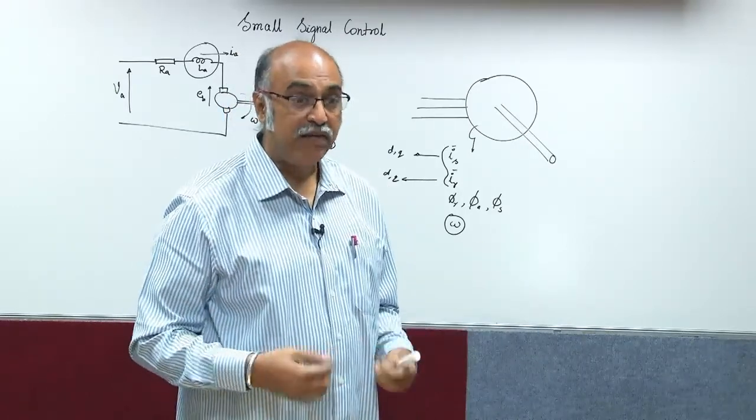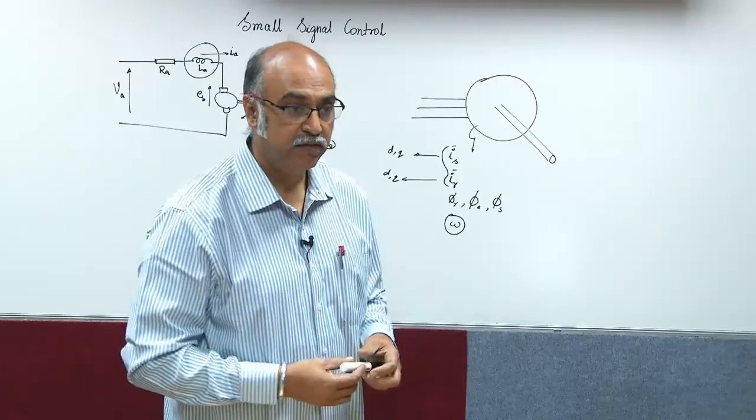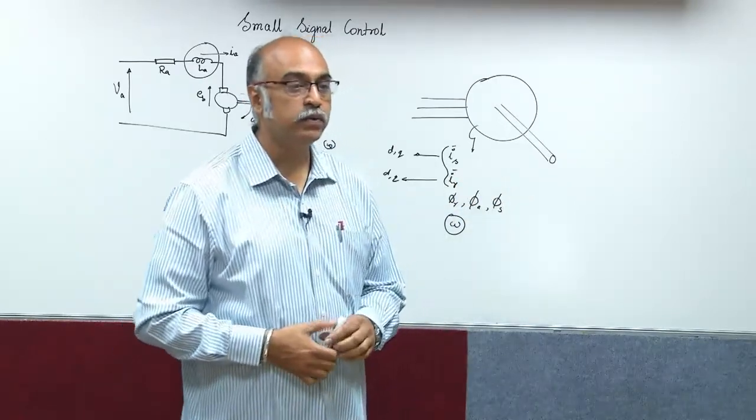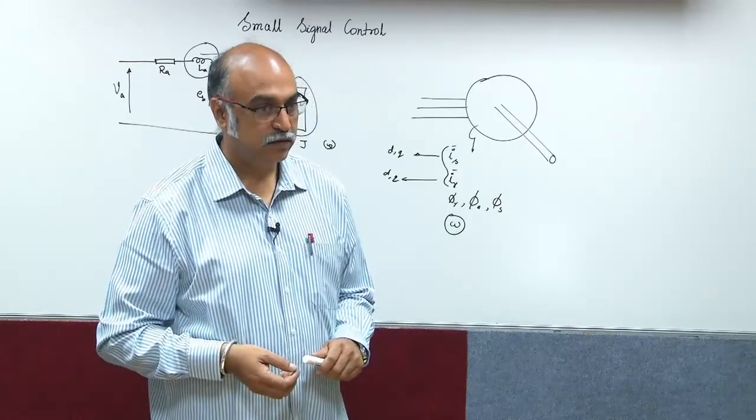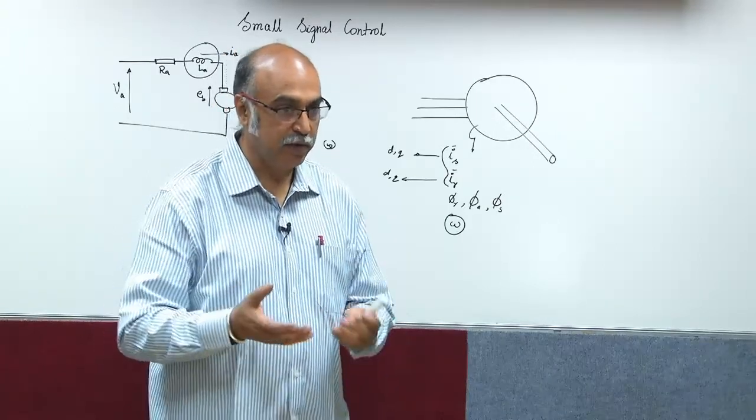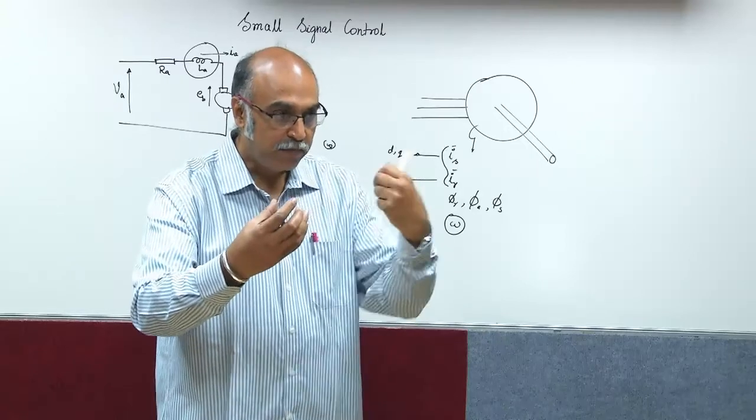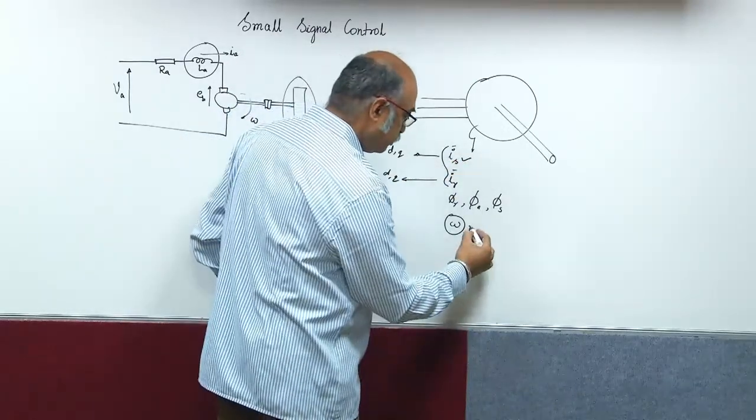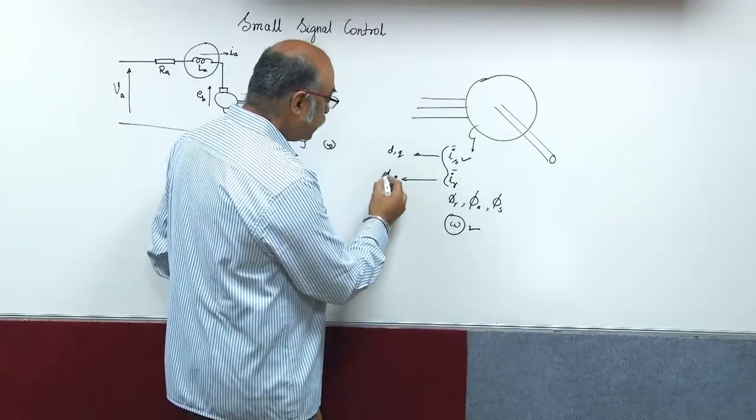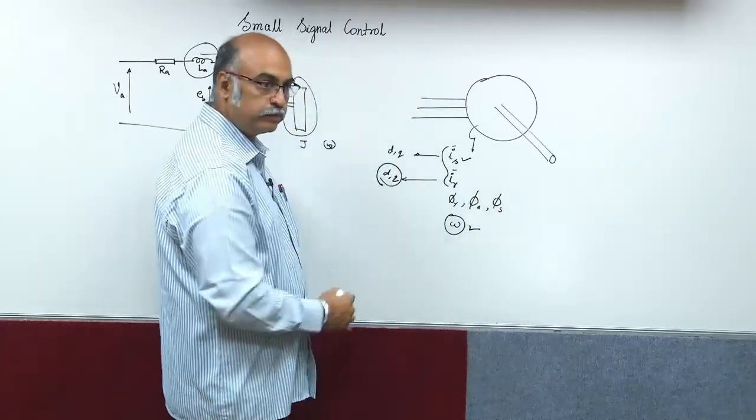If I have not measured the rotor currents, what will I do? I will estimate it. Something that I am not having, I have to estimate it. So, all measurable things I will take, let us say I am able to measure this, I am able to measure this. These two I will estimate. So, this is estimated.